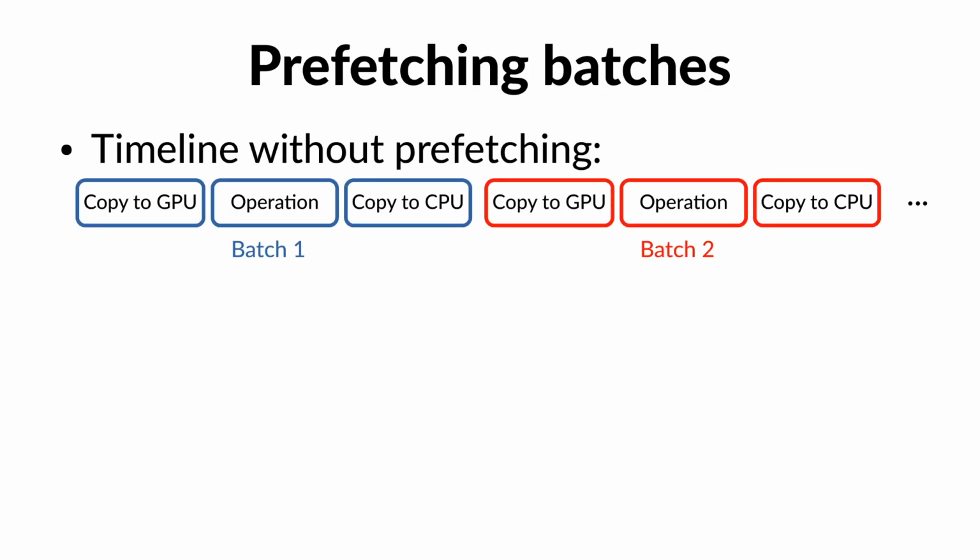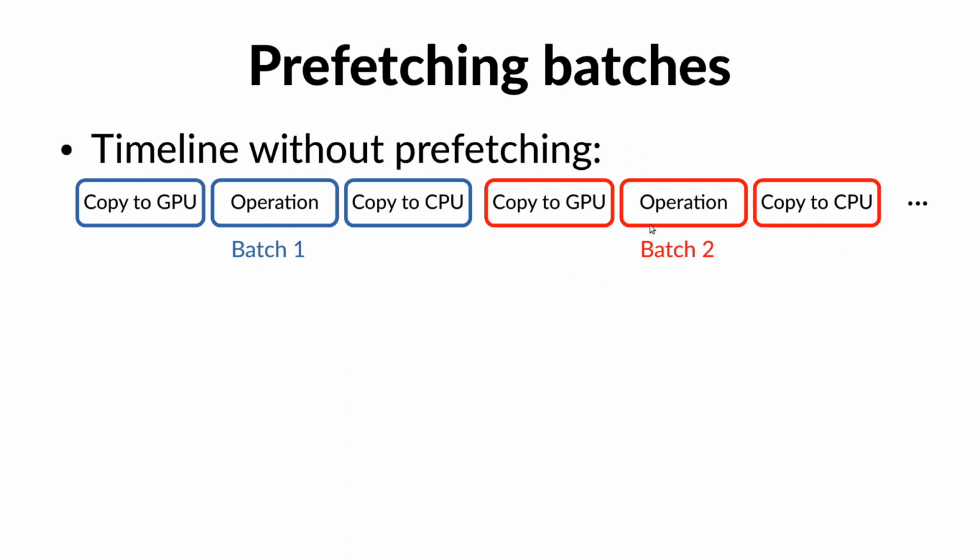The second point I'd like to briefly show is prefetching batches. We have several states that we have together in one batch, and if we cannot put all of them on the GPU because the memory is not large enough, then we need to operate on one after the other. This timeline shows that we first copy to the GPU, operate on it, copy back to the CPU, and then the same for the second batch.